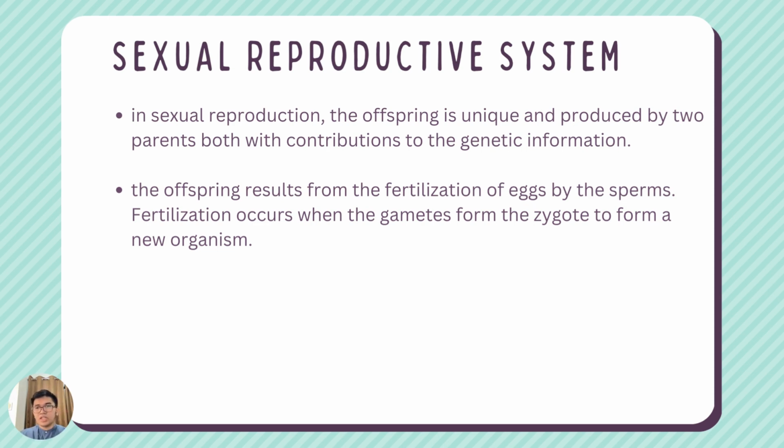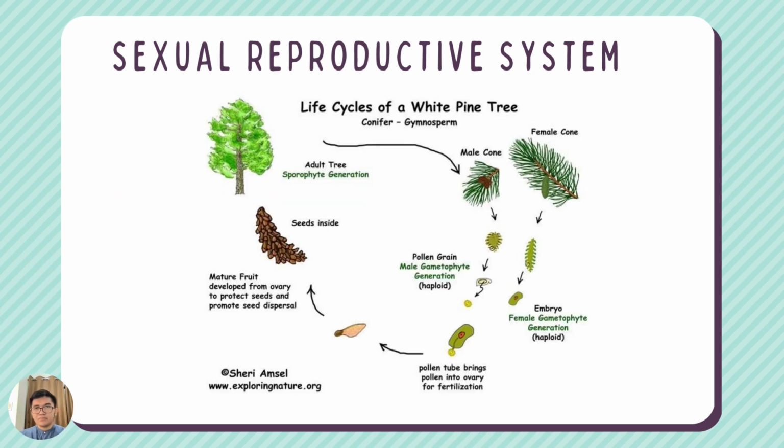Next, we have the sexual reproductive system or sexual reproduction. The offspring is unique and produced by two parents, both contributing genetic information. The offspring result from the fertilization of the egg by the sperm. Fertilization occurs when the gametes form the zygote to form a new organism. We have the sexual reproductive system or life cycle of a white pine tree.